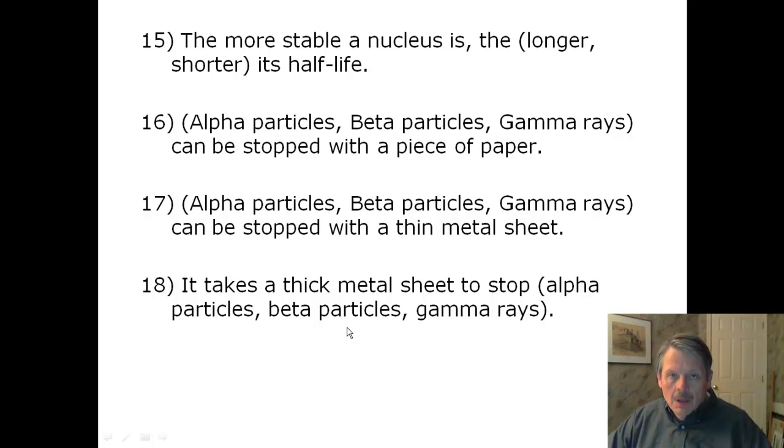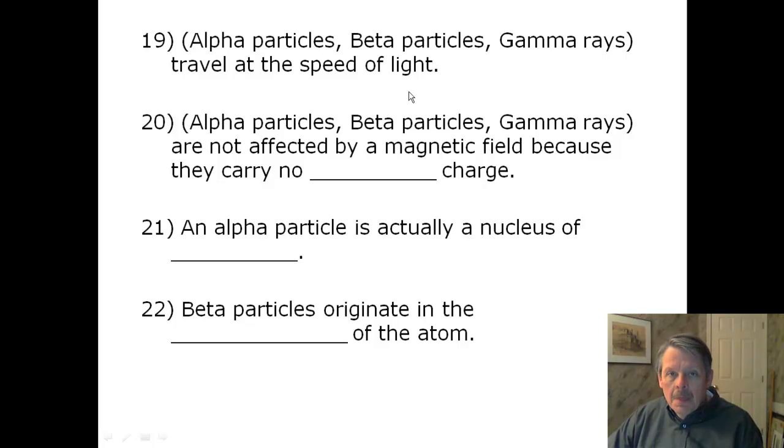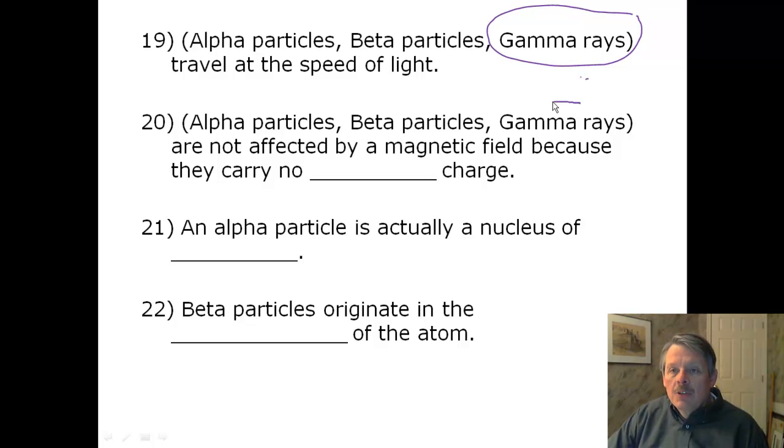The more stable a nucleus is, the longer the half-life. Alpha particles can be stopped by a piece of paper, beta particles can be stopped by a thin sheet of metal, and it takes a thick metal sheet, a few inches thick of lead, to stop gamma rays. Do alpha particles, beta particles, or gamma rays travel at the speed of light? Well, the only thing that can travel at the speed of light is light, and gamma rays are light. So that works fine. And gamma rays are also not affected by a magnetic field because they have no charge.